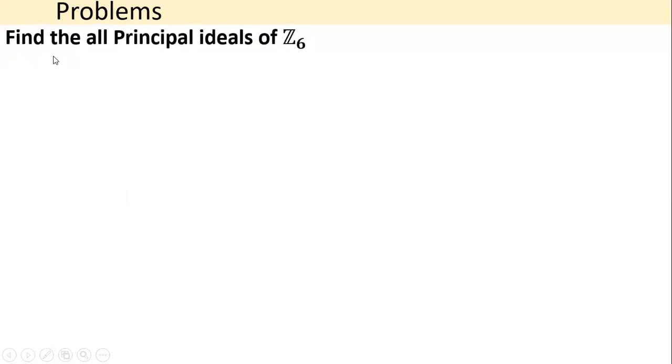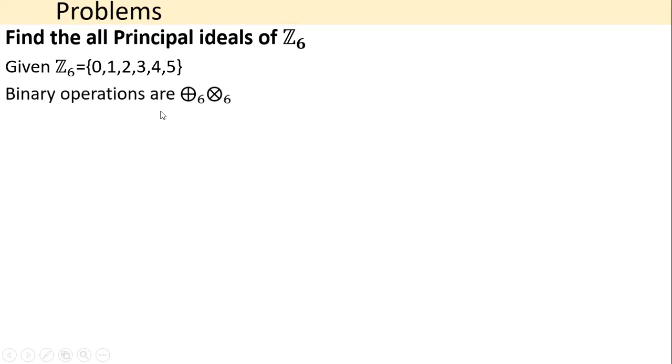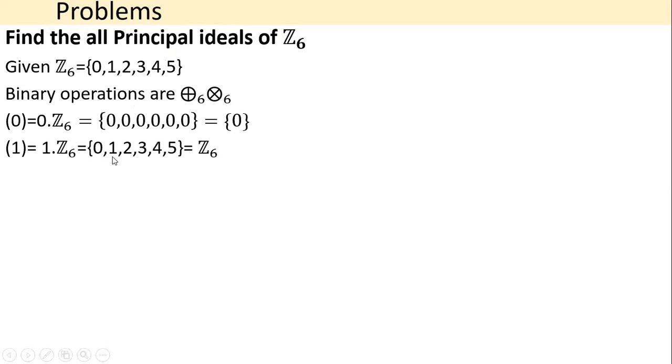Find all the principal ideals of Z6. First, we see the solution. Z6 equals 0, 1, 2, 3, 4, 5. The binary operations are addition modulo 6 and multiplication modulo 6. First, 0 times Z6: if you multiply 0 with the whole set, you will get 0. Again, 1 times Z6 is equal to 0, 1, 2, 3, 4, 5, the whole set.